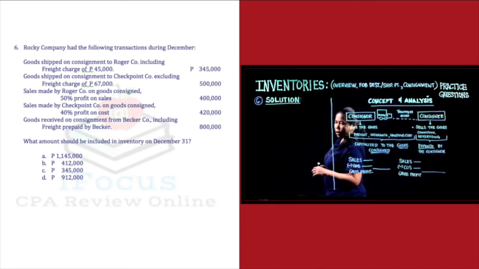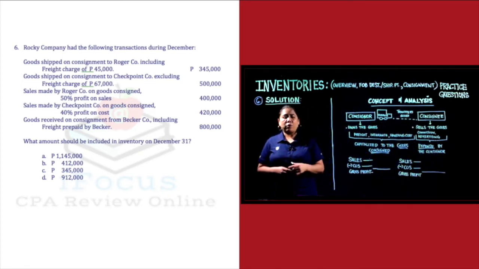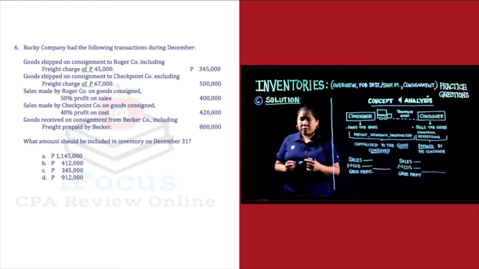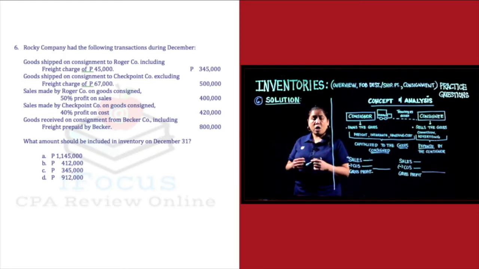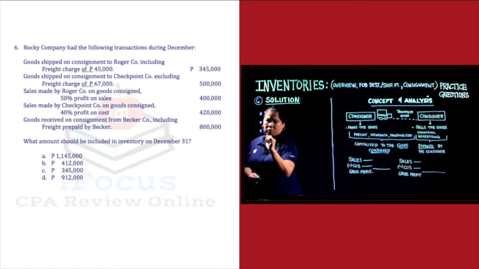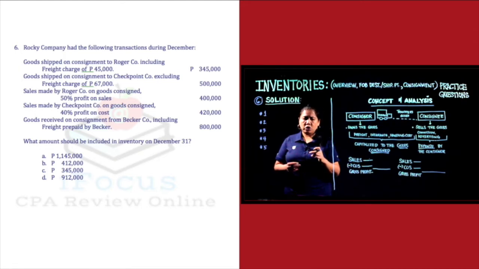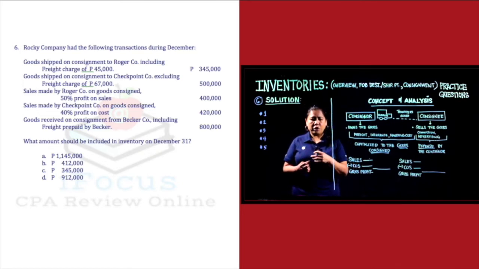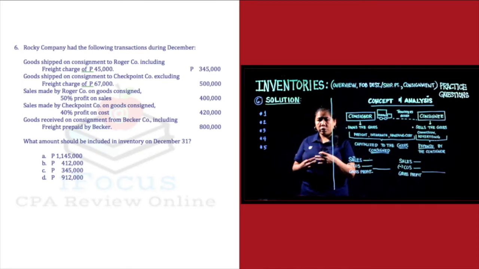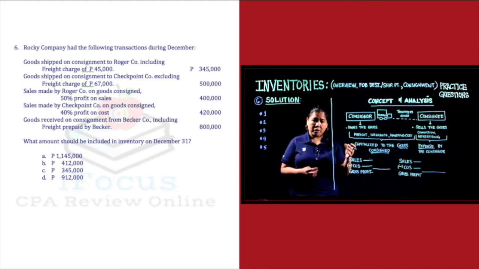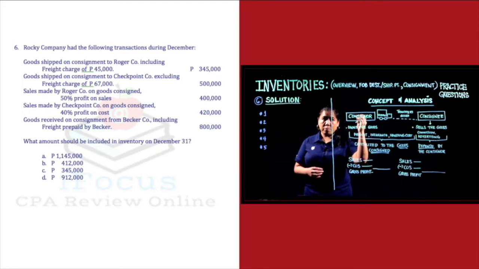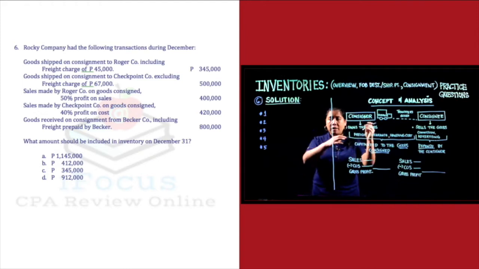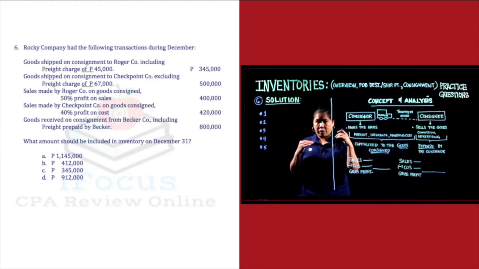Alright? So, Rocky Company had the following transactions during December. So, items number 1 to 5 tayo. Alright? Item number 1, goods shipped on consignment to Roger Company, including freight charge of 45,000, amounting to 345,000. Alright, ito yung goods kinonsign ni Rocky Company kay Roger. So, si Rocky Company, consignor yan. Kailangan kasama yan sa kanyang inventory.